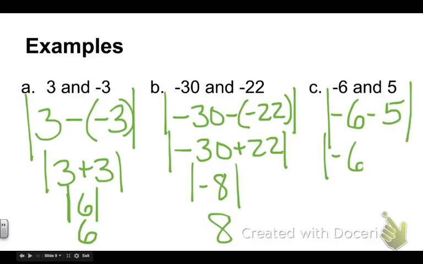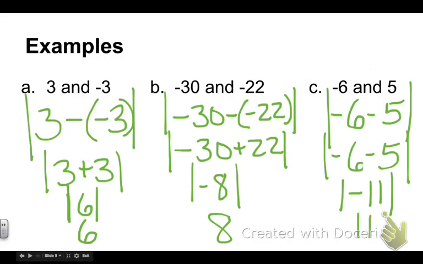Let's see. So negative 6 minus 5, they are the same sign, so let me write this again. Same sign, so add them. When you add 6 and 5, you get 11. Keep the same sign, and the absolute value of negative 11 is simply 11.